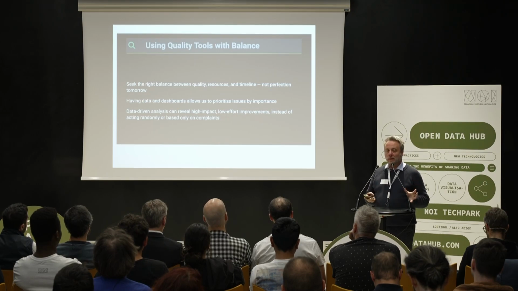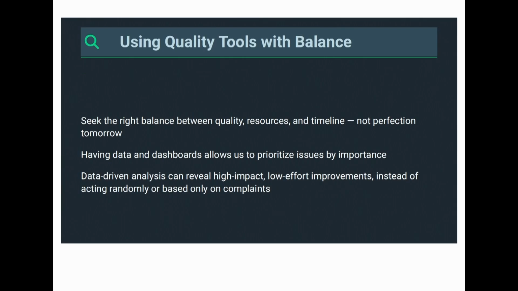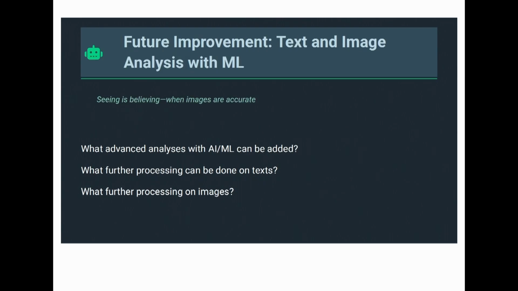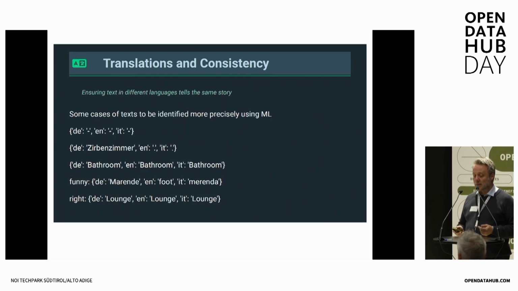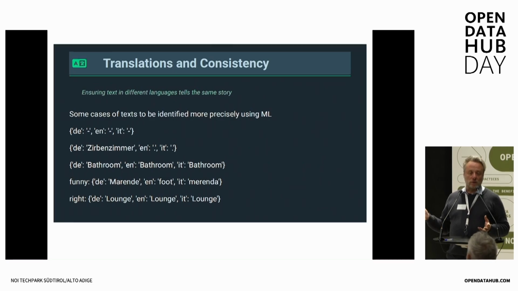Okay, data quality, in our opinion, should be used carefully, not trying to do all the fixes in one week. So it's a process that should be taken into account. But now let's see what the next steps can be. So what kind of checks can we do more using, for example, artificial intelligence? And now we can see some examples.